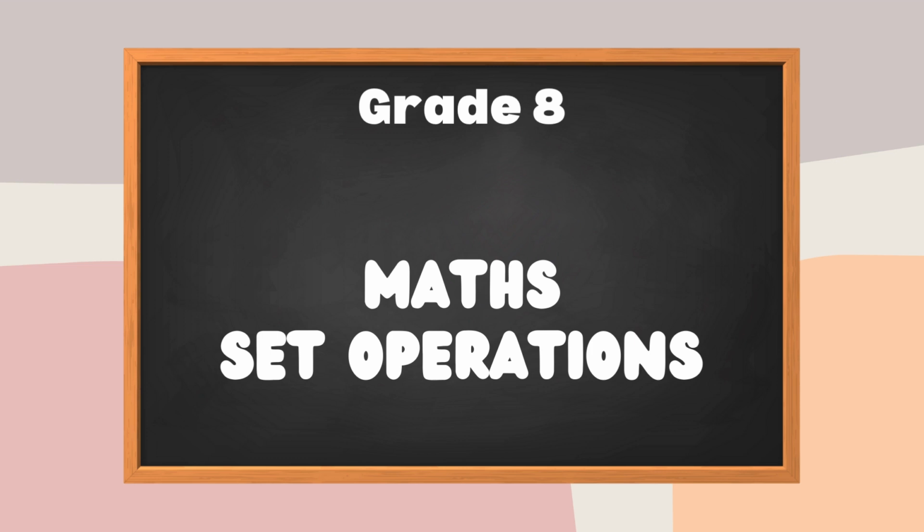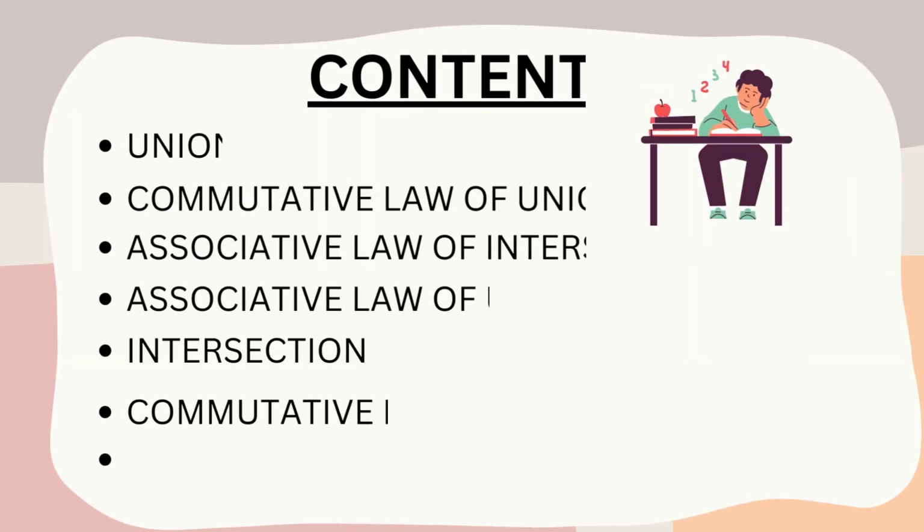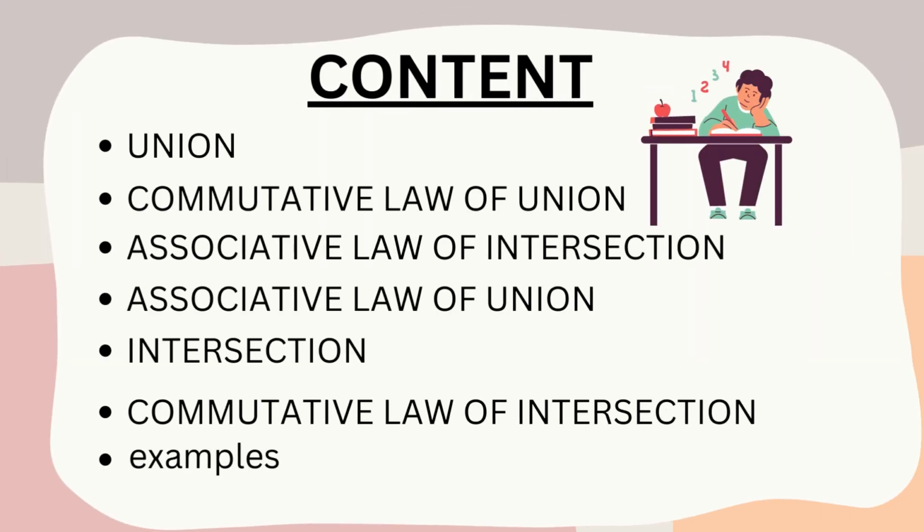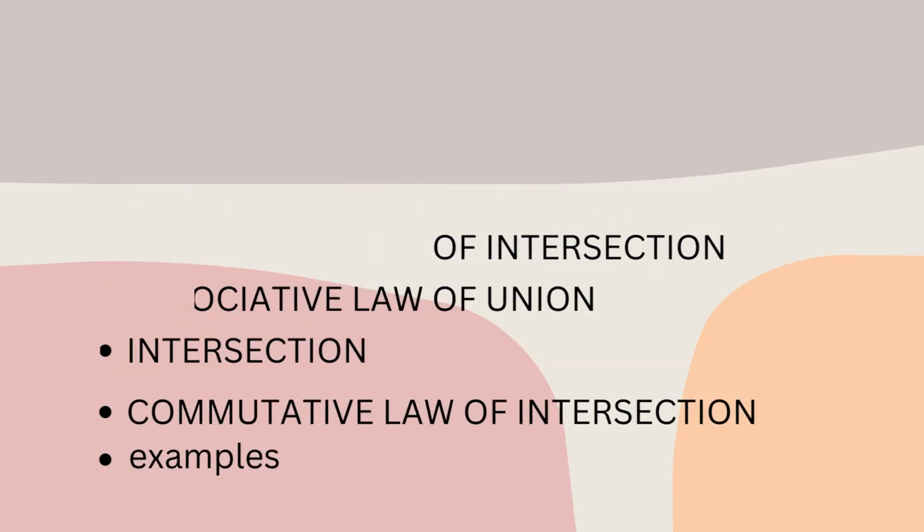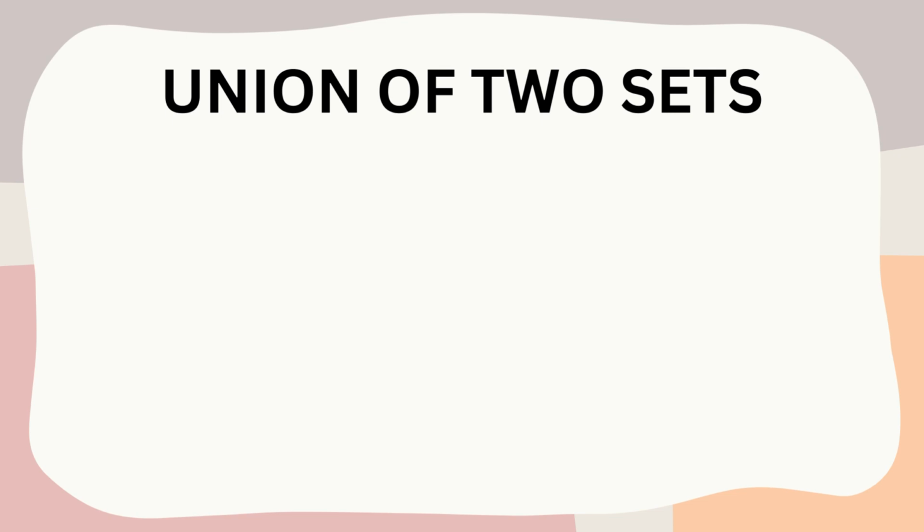Hello students, in today's class we'll be covering the topic of set operations. The content related to this chapter is basically unions, the commutative law and associative law of union and of intersection, and certain examples that we'll also be covering. So what is the union of two sets?